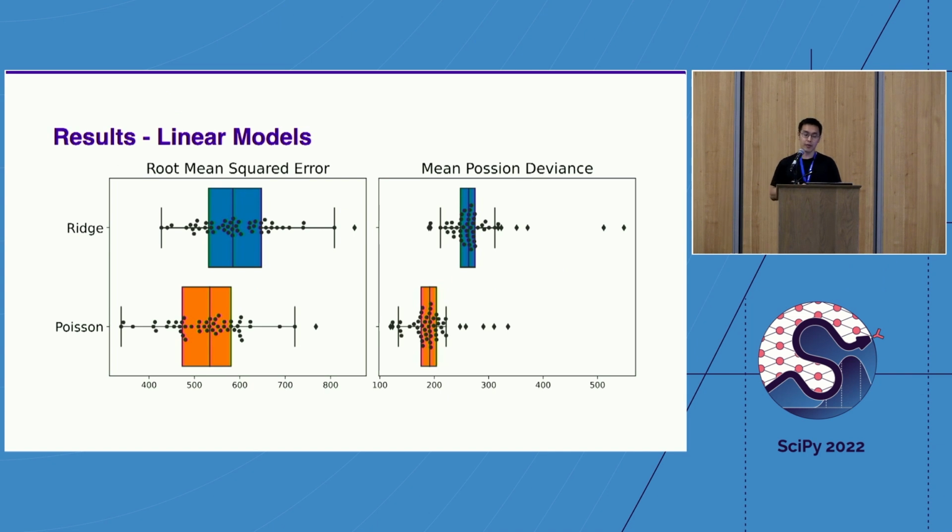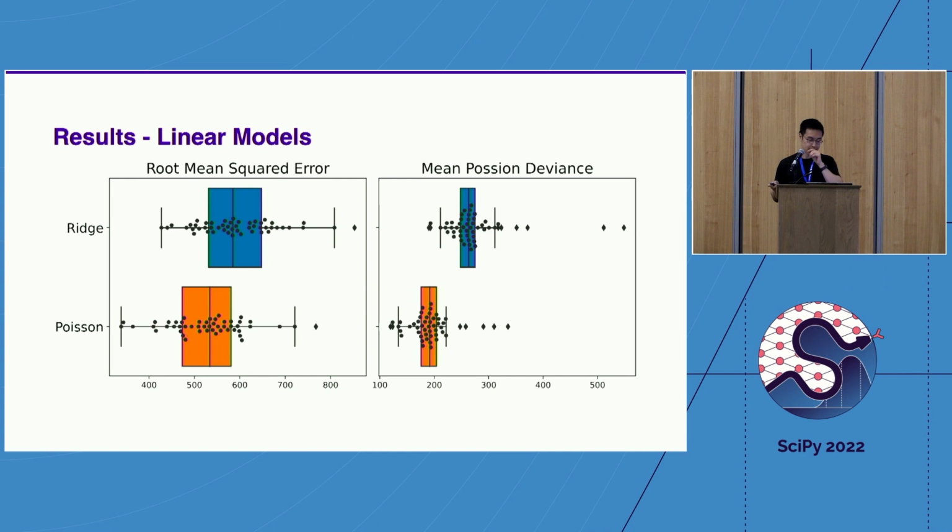So these are the results for the linear models. I used the root mean squared error and also the mean Poisson deviance. The thing to note is that ridge is on top and Poisson is on the bottom. There are 50 little dots there, a swarm plot with a box plot on top of it. And you can see that the Poisson distribution of scores does better for mean Poisson deviance, so it shifts to the left; smaller is better. Also, Poisson does better for the root mean squared error, even though it's not something it's directly optimizing for.